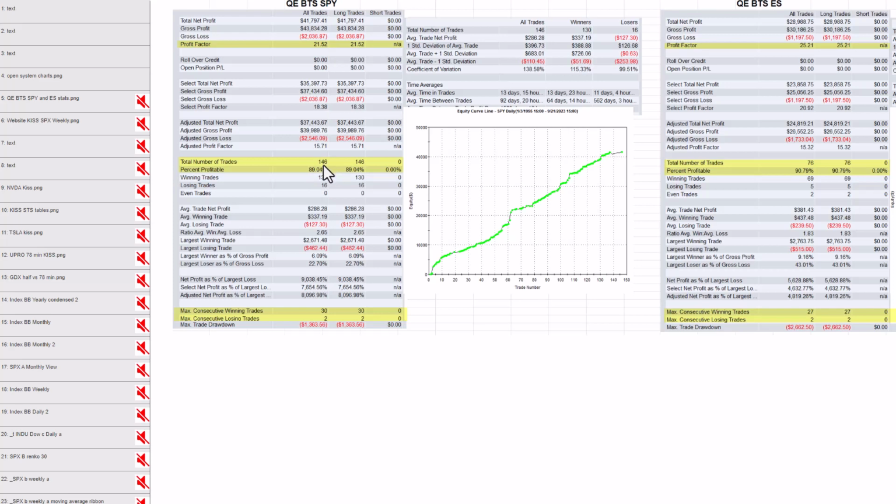And on ES, similar stats as well. A little bit better, 90.79% winning trades, less total trades. Next.